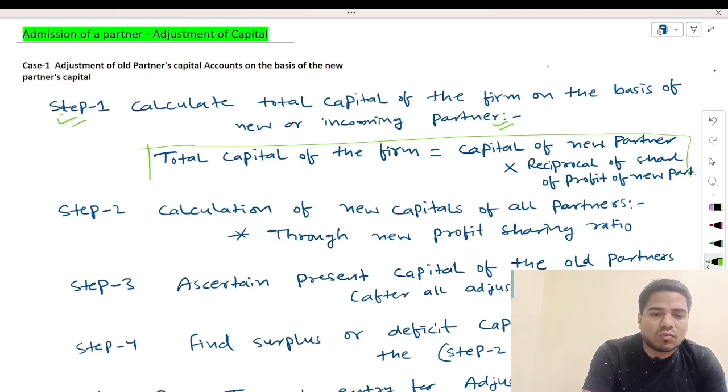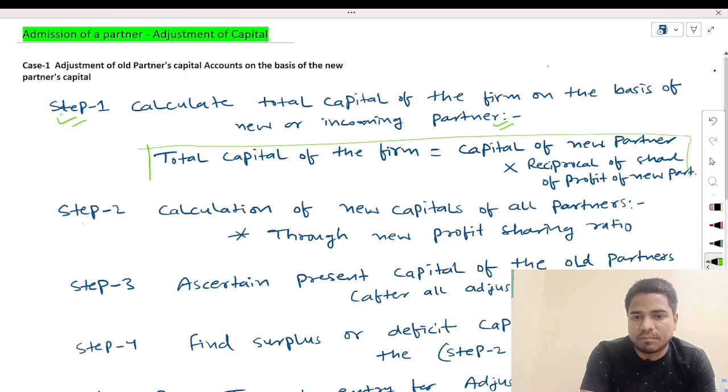Second step, calculation of new capitals of all partners. How will you calculate the new capital of all partners? For this, first of all, you have to know the new profit sharing ratio, because for the calculation of the new capital of all the partners, you need the new profit sharing ratio. With the help of this new profit sharing ratio, you will calculate the new capital of all the partners. This is the second step.